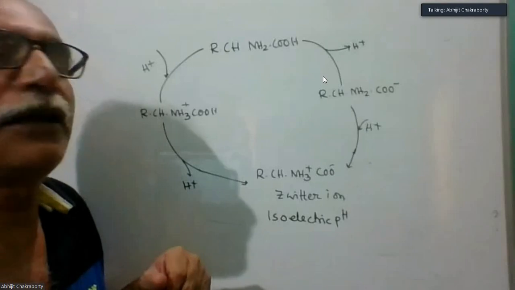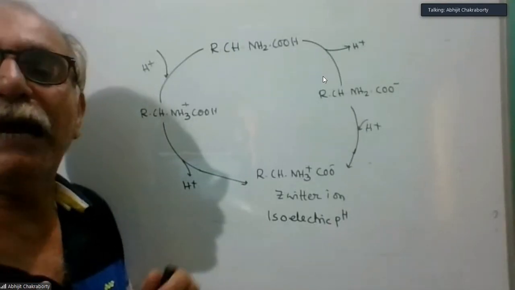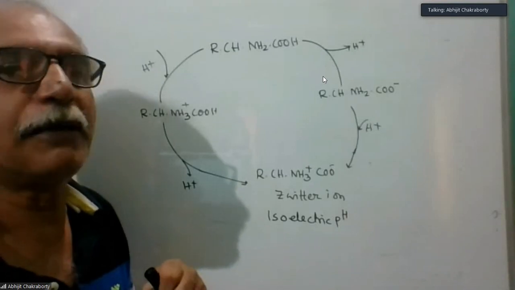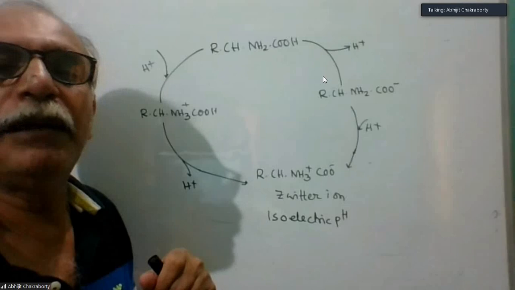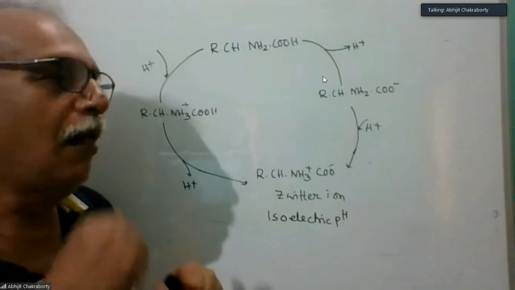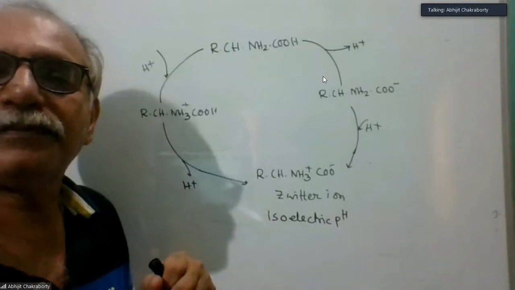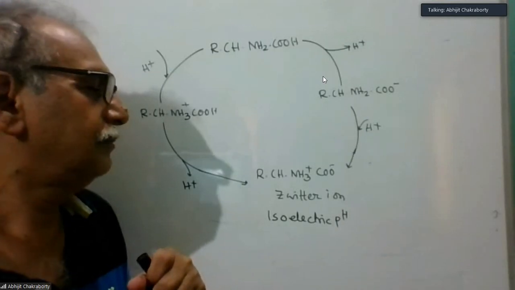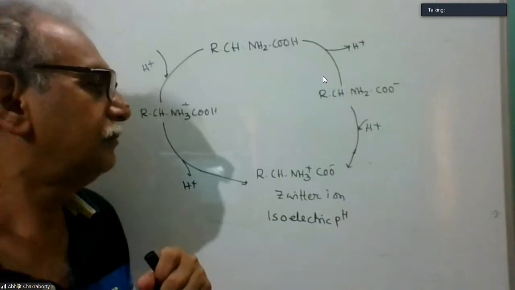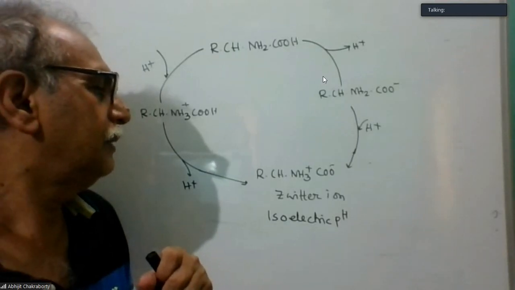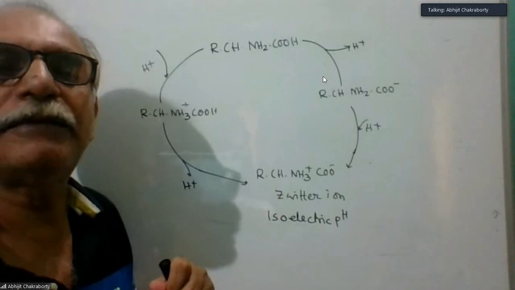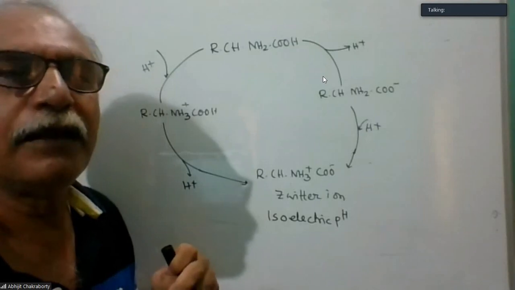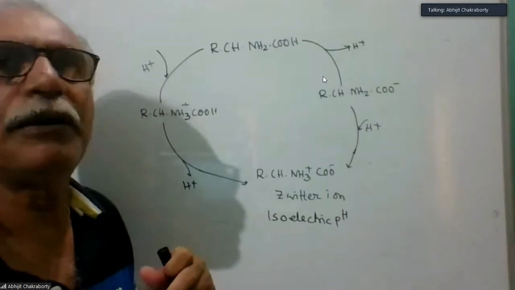Is it clear what a zwitterion is? Actually, a zwitterion is a hybrid molecule having both positive and negative charges, so that the net charge is 0. And at what pH is an amino acid found in zwitterion form? At isoelectric pH. It varies from amino acid to amino acid.